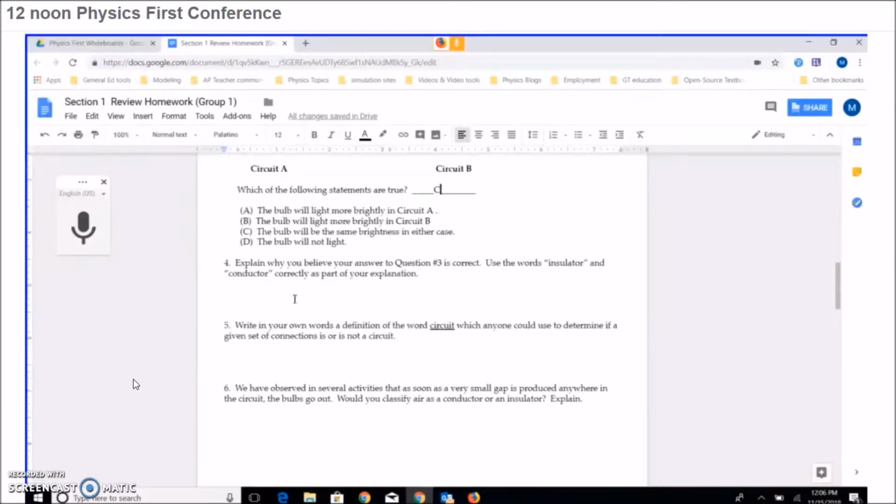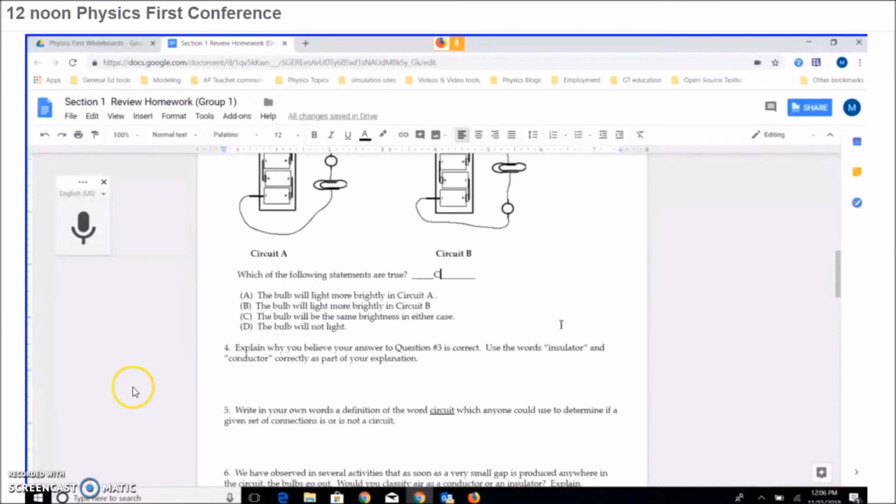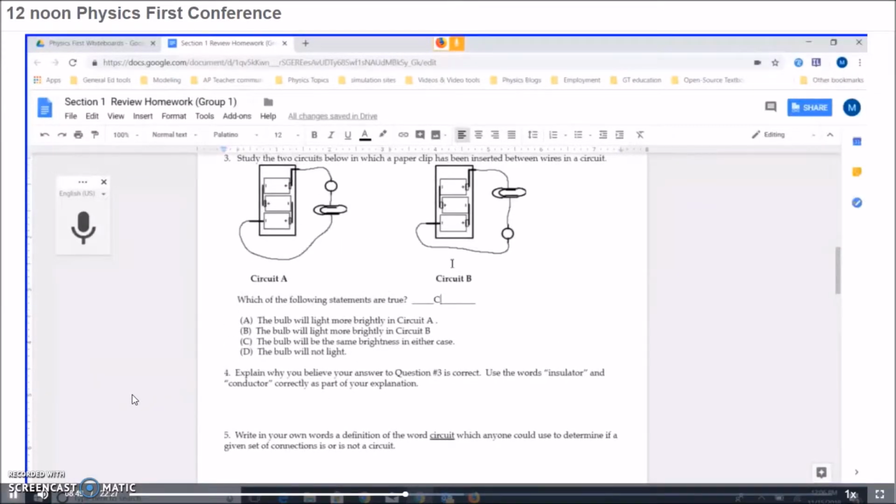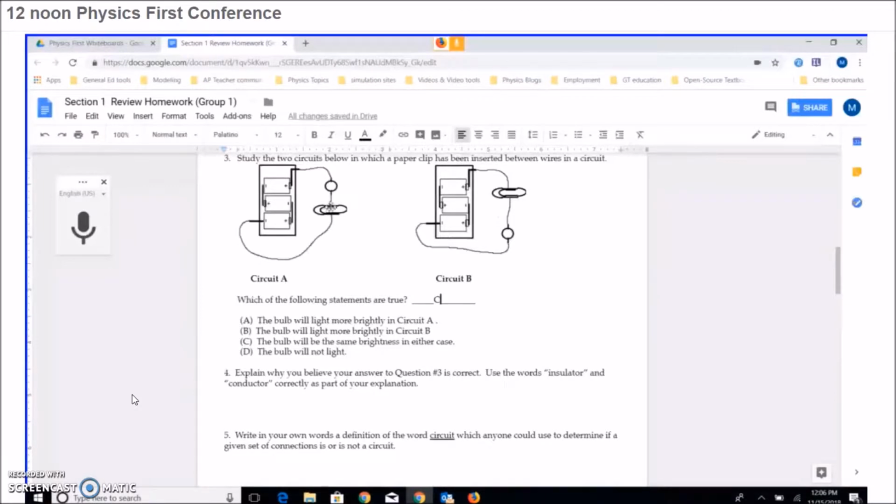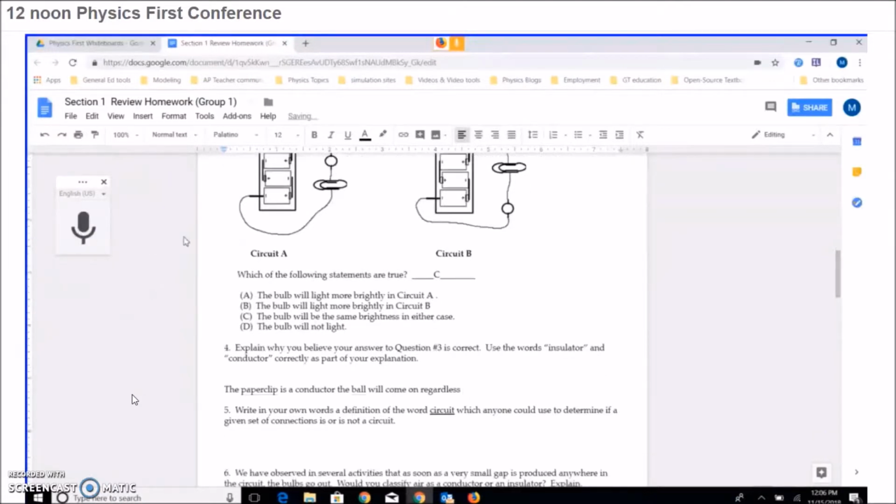Number 4, explain why you believe your answer in number 3 is correct. Well, we just talked about that. Use terms insulator and conductor. The paperclip is a conductor. The bulb will come on regardless.